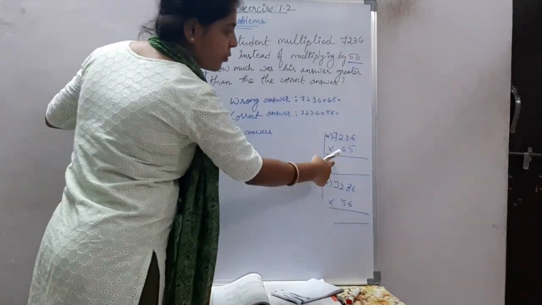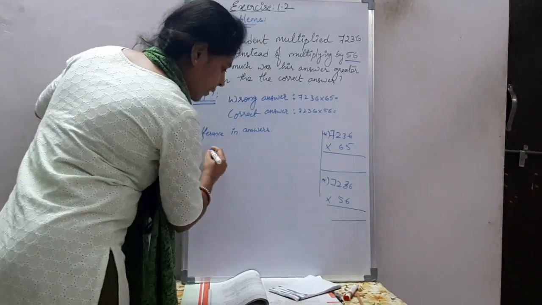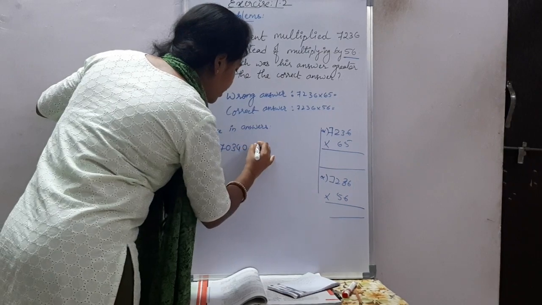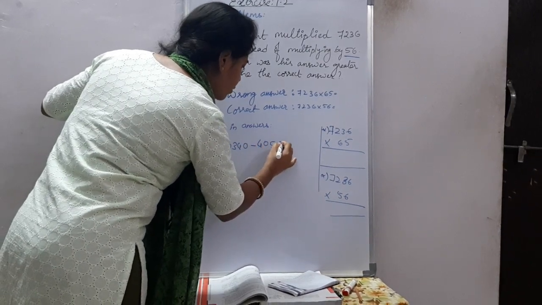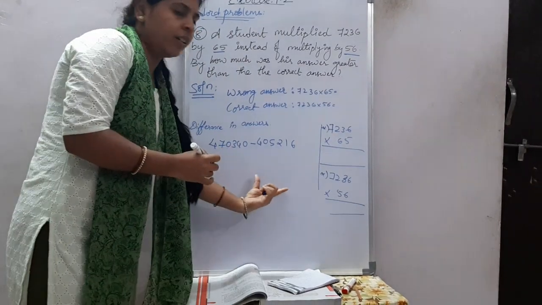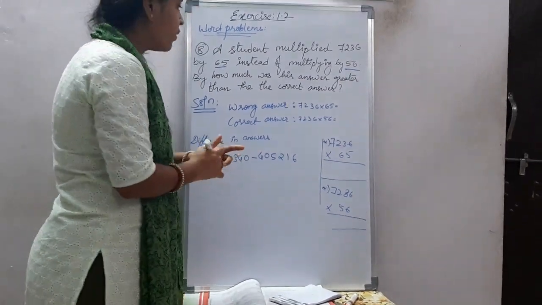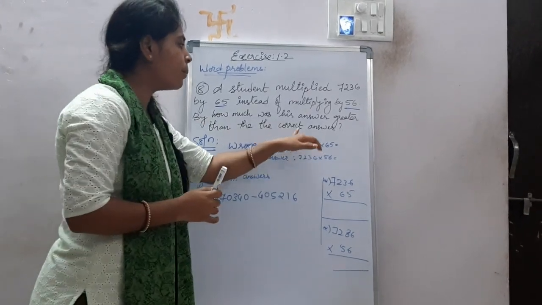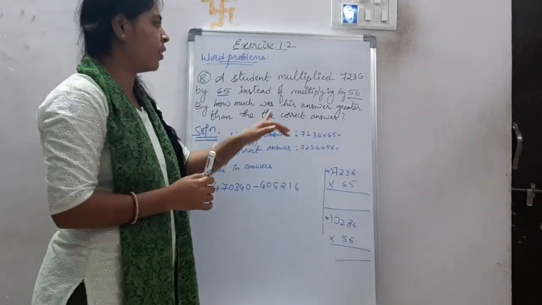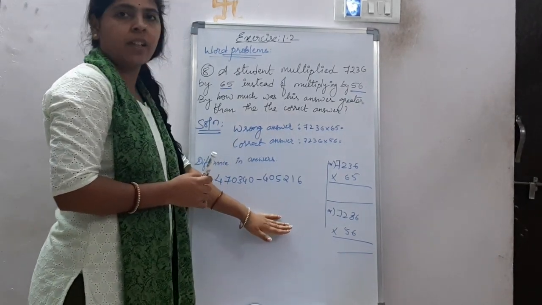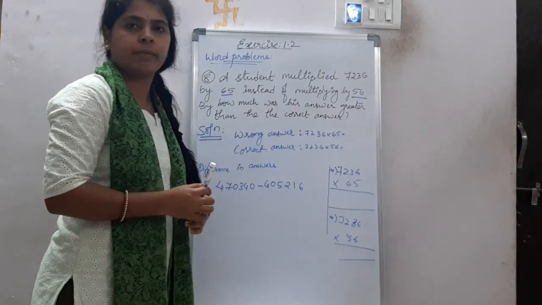You try out these calculations. I will write it directly here. That is 470,340 minus 405,216. If you subtract this, you will get the difference here. That difference is the answer. You will come to know by how much the difference was between the correct answer and the wrong answer after calculating the values.